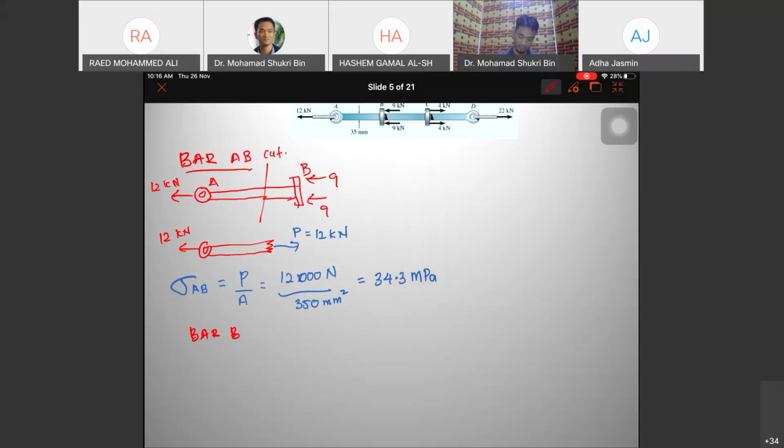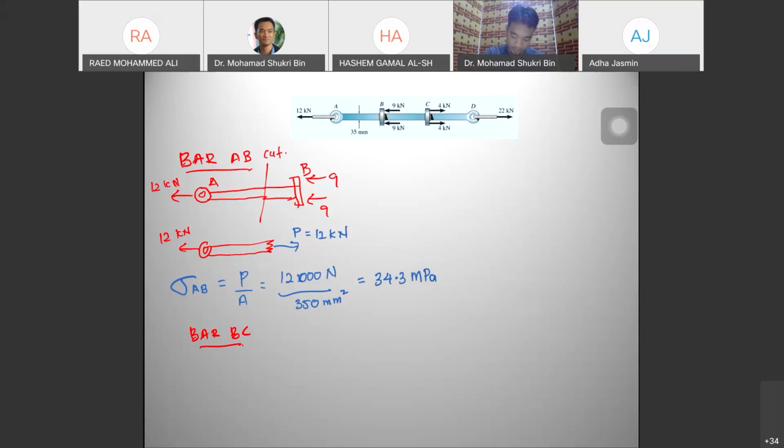BC. Alright, bar BC. You need to find the internal force of bar BC. So bar BC is this one. So we cut bar BC. We cut here. We cut bar BC, and we redraw the free body diagram for bar BC.